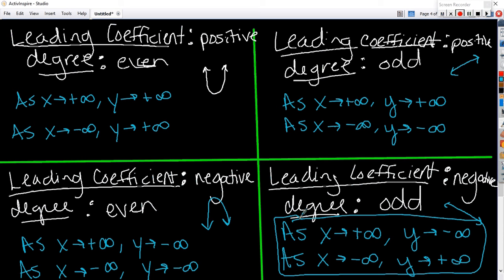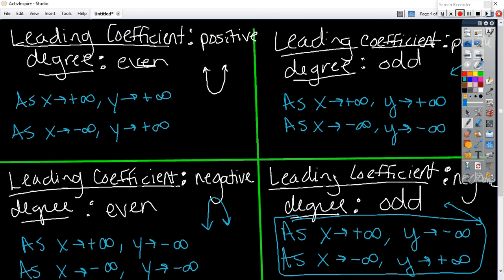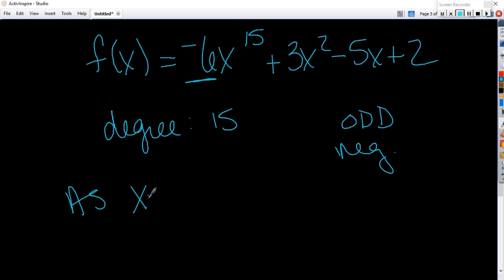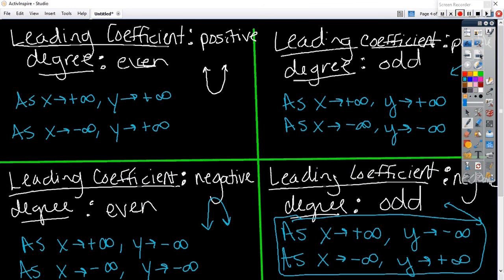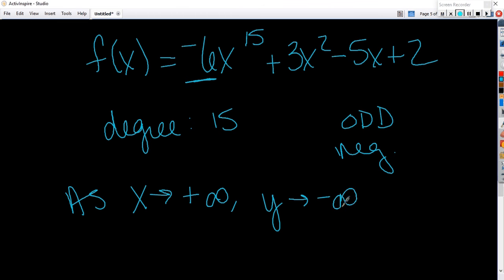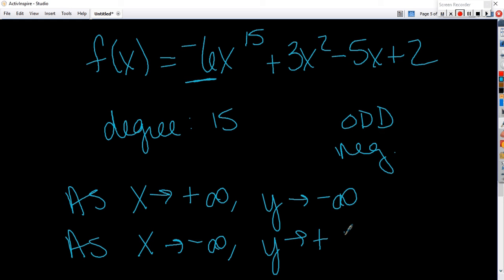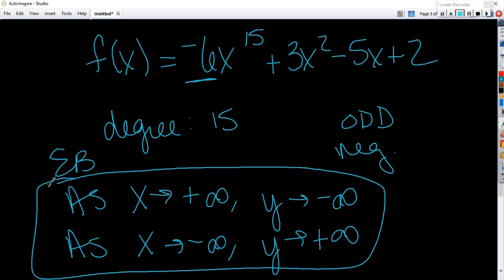That's all I have to do, right? So the end behavior is: as x approaches positive infinity, y approaches, what did it say? Negative. So we're looking at the leading coefficient and the degree. Then I copy both of them, because how many ends does a graph have? Two. So I copy both of them and this is my end behavior. So we just do that.